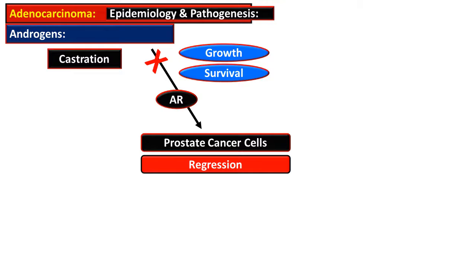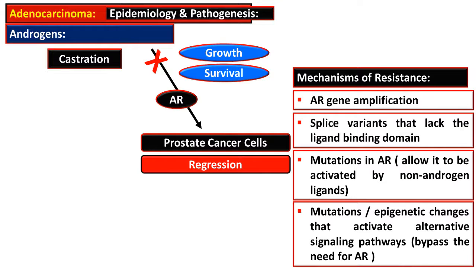But unfortunately most of the tumors develop mechanisms against this androgen receptor blockade. So there are androgen receptor gene amplification, splice variants that lack the ligand binding domain, mutations in androgen receptor that allow it to be activated by non-androgen ligand, and mutation or epigenetic changes that activate alternative signaling pathways and they bypass the need for androgen receptor. So they do not need androgen receptor anymore. They directly activate the growth and survival of these tumor cells. So these are basic four mechanisms for the development of resistance against the androgen blockade.